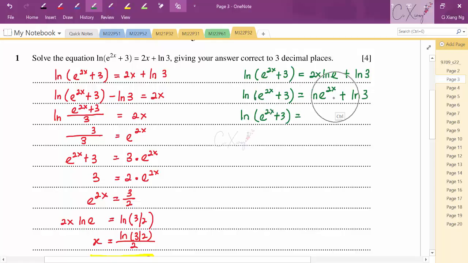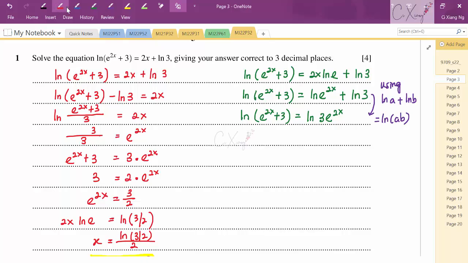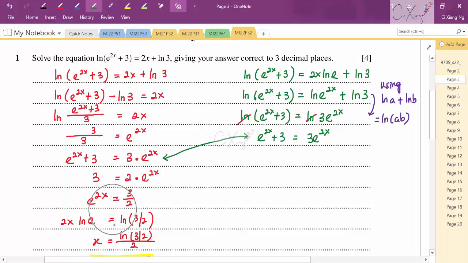So I can combine the 2 lns on the right together, where I will have ln of 3 multiplied with e power 2x. From this step to this step, we are using the law again, where ln a plus ln b can be written as ln of a multiplied with b. When we do until this step, you can see that both sides have 1 ln. You can cancel off the ln, and hence you get this equation now. You can compare and see that I get the same step as this one, so you continue to solve and get x following the same steps.